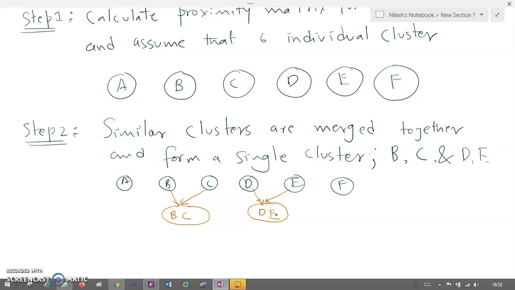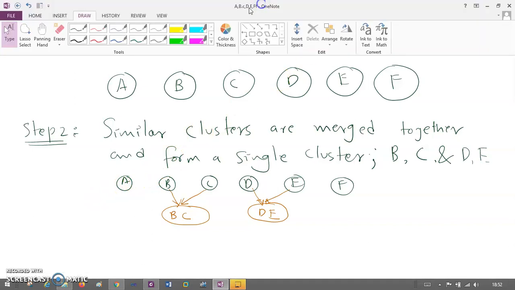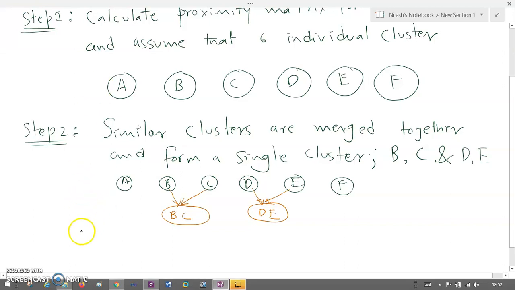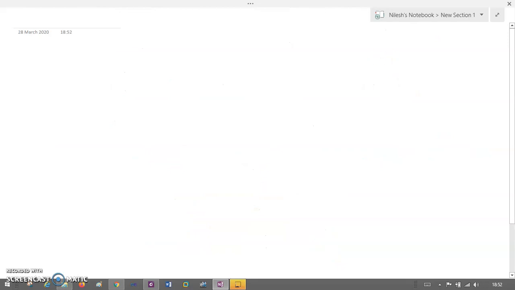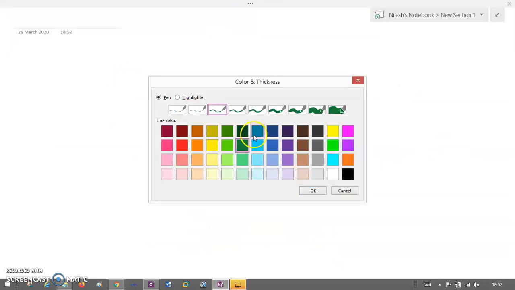Now the leftover here is a set of A, then BC, then DE and F. From 6 individual clusters, I'm getting the leftover as A, cluster BC, cluster DE and F. This is the new thing. Okay, and again after this step, what I'm going to do is calculate the proximity matrix again.